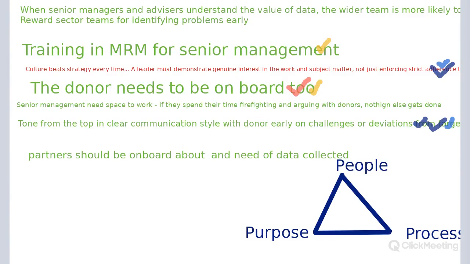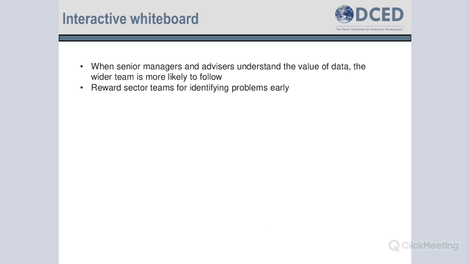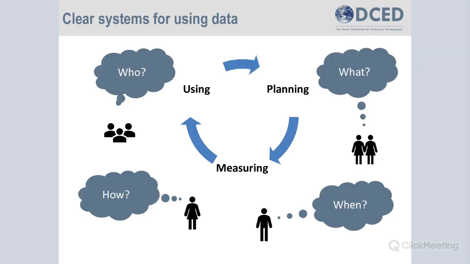Good. Okay, thank you very much. Let's go back to the presentation. Unfortunately, we're almost out of time. The final thing I wanted to talk about was clear systems for using data. I think this is less important than culture and leadership, because in my experience, with a good culture and a strong leader, you can muddle through unclear systems. But having clear systems does help.